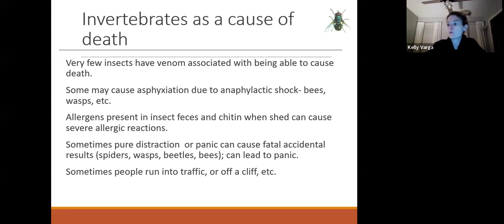I don't know about you, but if I had a giant wasp in my car, right, you're gonna be freaking out. So again, sometimes these things can cause pure distraction. You get spooked by something, people have fallen off cliffs because they've seen a giant spider or a centipede or a scorpion. Accidents happen, right? And again, they can lead to panic.